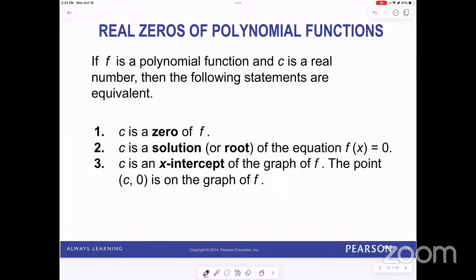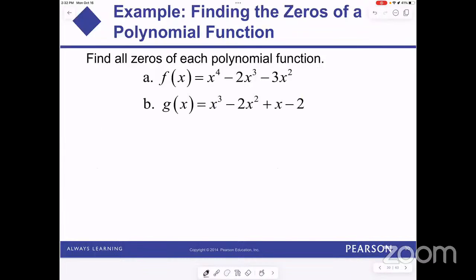So all three of these phrases can be used interchangeably. We're asked to find the zeros of each polynomial. We'll do at least the first one. We might go ahead and do the second one, maybe, maybe not. But I'll at least do the first one.